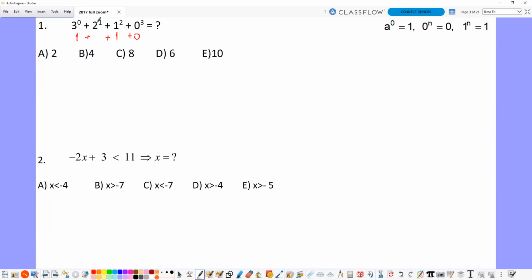So only we have this one, something to the power of 1 it's equal to always itself, we know that one. So the answer it's going to be 1 plus 2 plus 0, which is equal to 4. So this is the answer.